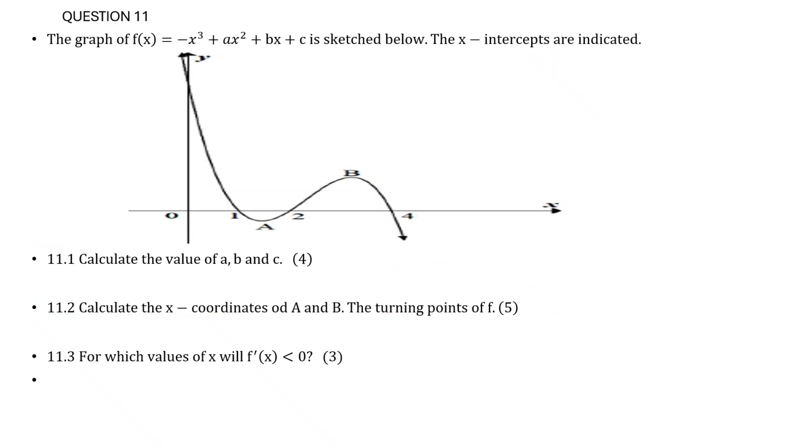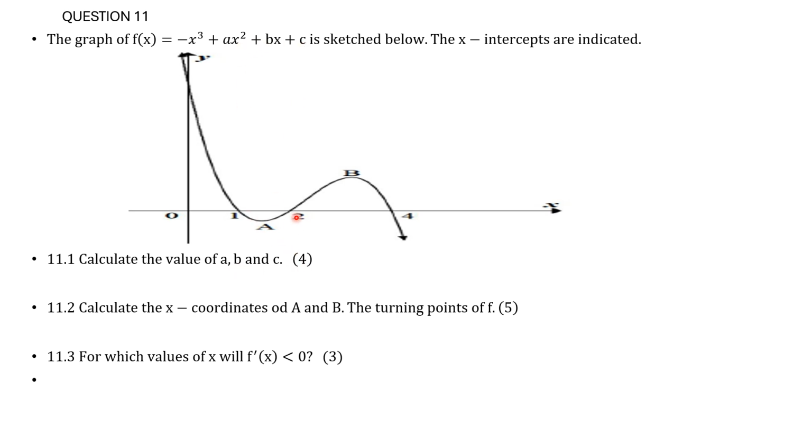And this was question 11. The graph of f of x equals minus x cubed plus ax squared plus bx plus c is sketched below. The x-intercepts are indicated. So we have 1, 2, and 4 as my x-intercepts, and I have A and B at the turning points. Calculate the values of a, b, and c. So we want a, b, and c there.